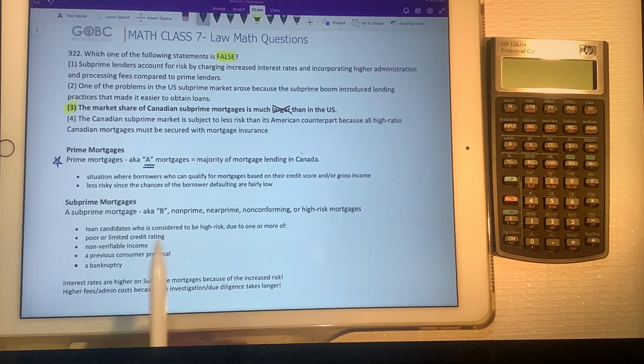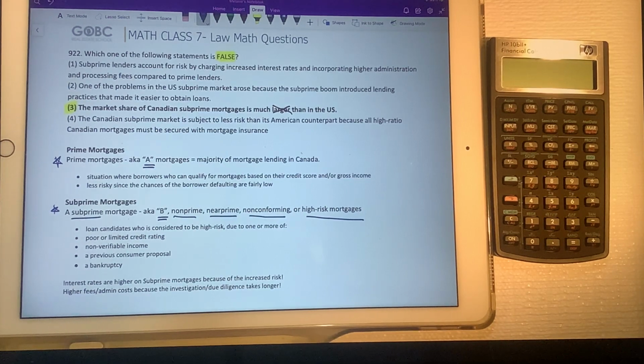Subprime mortgages, which are also called B mortgages, or non-prime, near prime, non-conforming, or high-risk mortgages. All of those are different ways to say subprime, okay? This is the situation where the loan candidate is considered to be a higher risk. It could be from one or more reasons. They may have a poor credit rating. They may have a limited credit rating, meaning they don't have a very long history of credit, so that the lender can make a good judgment on it.